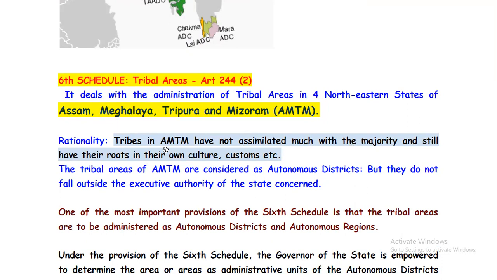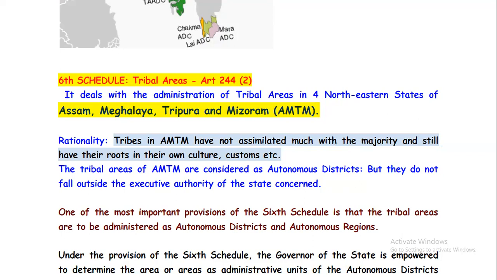Because the tribes of Assam, Meghalaya, Tripura, and Mizoram have not assimilated en masse with the majority, and still have their roots in their own culture, customs, etc. It means they have a unique culture which has not been assimilated with the other major parts of the country, right?